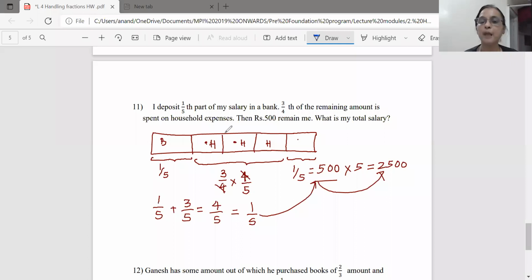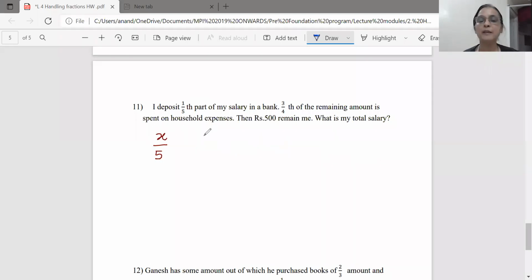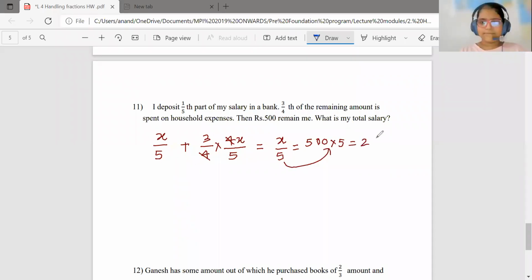You can do it with x also. If the salary is x, x/5 is in the bank, then 3/4 of 4x/5 is spent on household. So 3x/5 of the whole is spent. And so 4x/5 is gone, so x/5 remains, which is 500. So x is, when I take this 500 on this side, the denominator becomes numerator, and the answer is 2500.